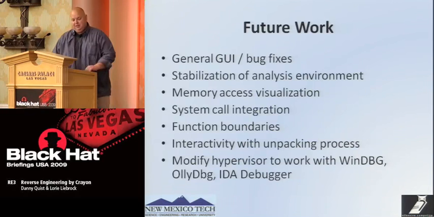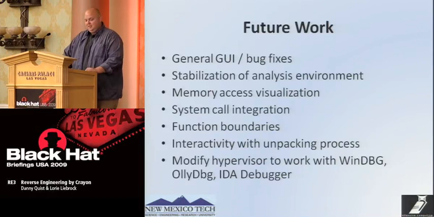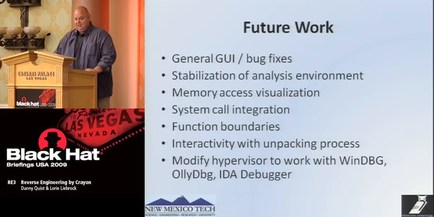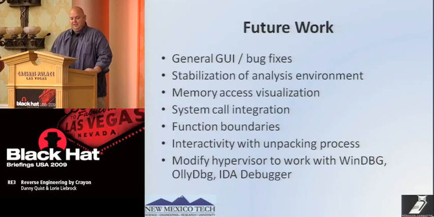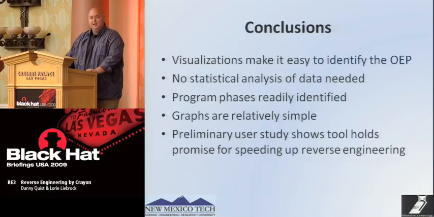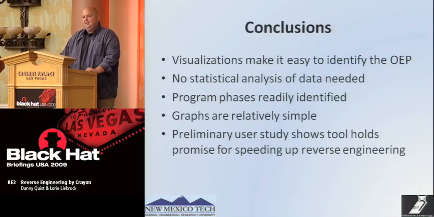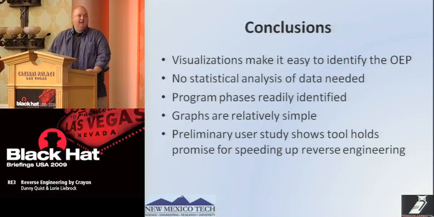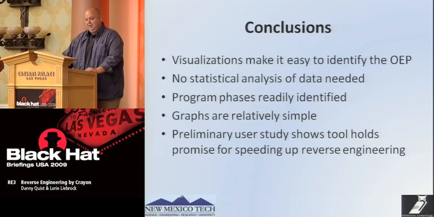There's going to be just general GUI and bug fixes. Stabilization of Ether is big on the list too, because it rebooting is not cool. So memory access visualization is the next thing that I'll look at. System call integration, and especially function boundaries. So once it gets past that unpacking code, getting those system calls in would be useful. And then providing some sort of interactivity with the unpacking process, so being able to stop it once we get to a candidate OEP. And since Ether has this nice system to single-step processes and analyze memory and that sort of stuff, it'd be nice if it were used with stuff like WinDbg and OllyDbg and IDA Debugger.